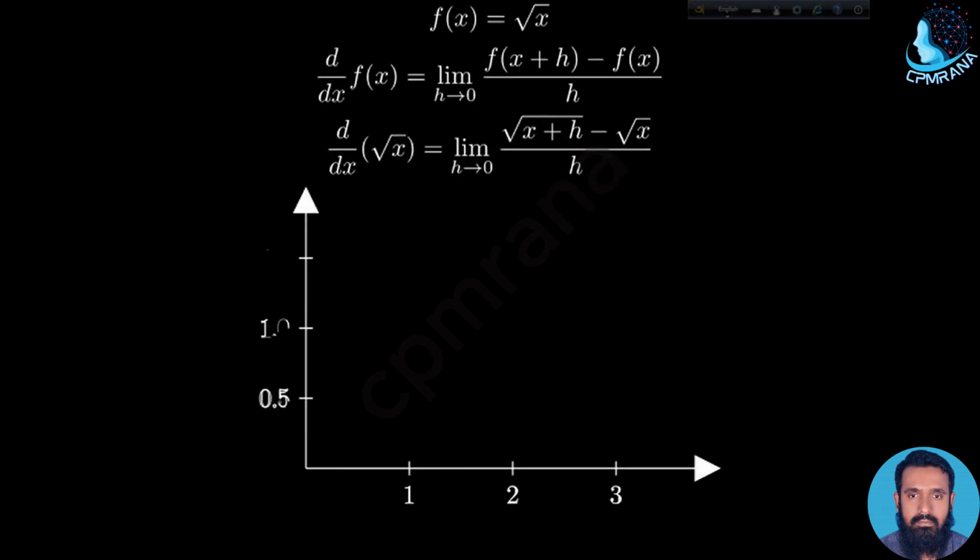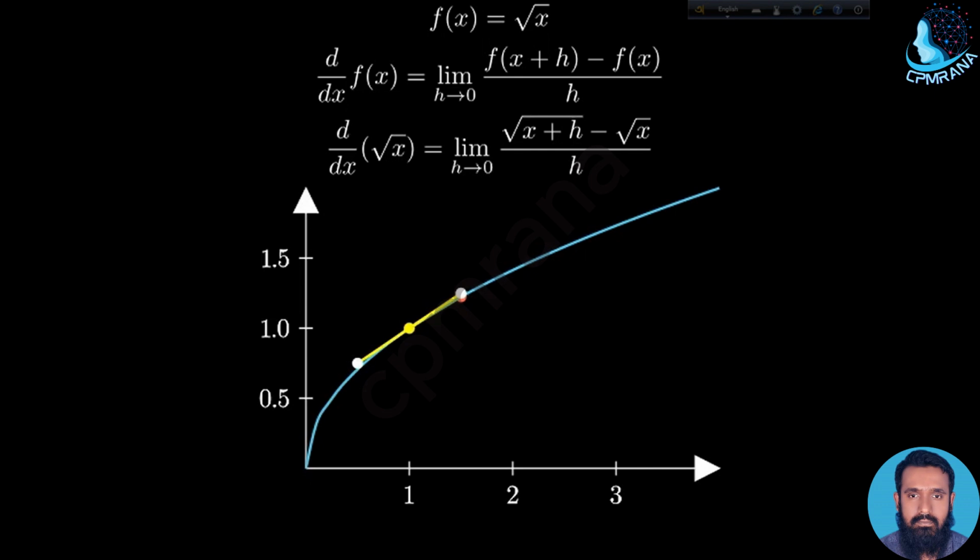Let's visualize what this means graphically. Here's the graph of y equals square root of x. The derivative at any point represents the slope of the tangent line at that point. What we're doing with the difference quotient is finding the slope of a secant line. And as h approaches 0, this secant line becomes the tangent line.